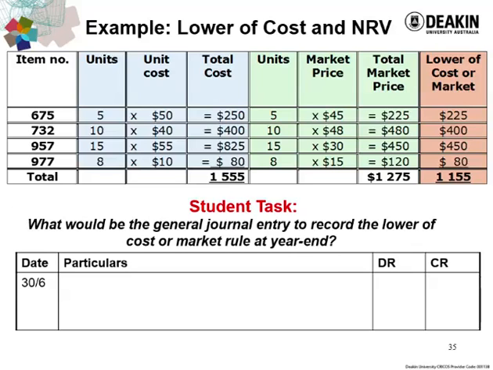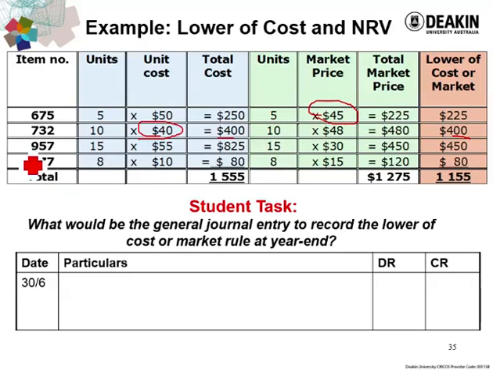Okay, let's look at one example. In this example, we have 4 types of inventory. The cost and market price for each type of inventory are given, and we are required to assess the inventory one by one. So for item 675, the market price is lower. So we take the total 225. For item 732, the cost is lower, so we take the total 400 from the cost price.